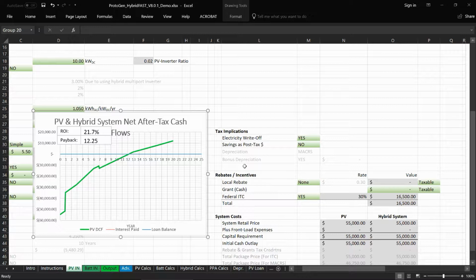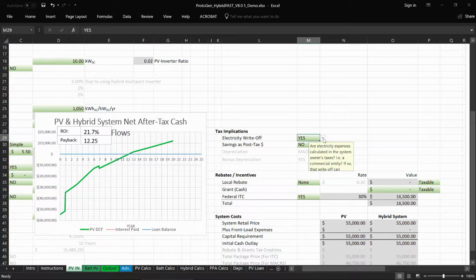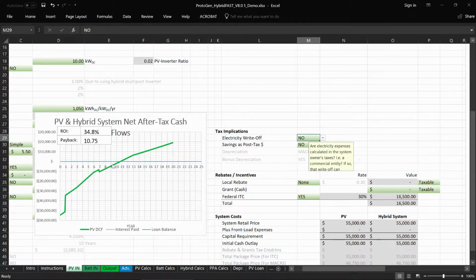This system's for a homeowner, so they're not writing off their electricity expense on their taxes. So we'll get rid of that. That increases the ROI and decreases the payback. Depreciation is off. Bonus depreciation is off. They're not a commercial entity, so they can't depreciate assets.